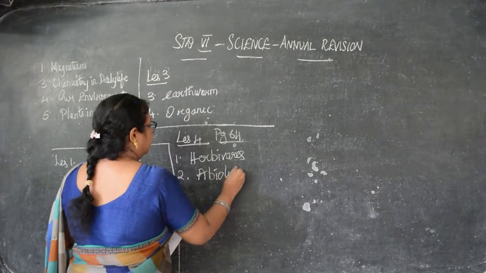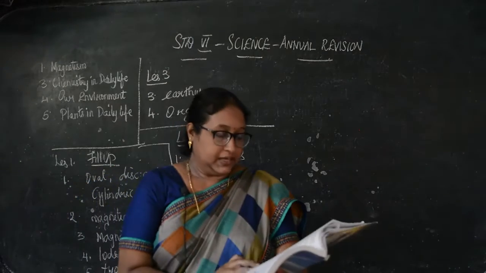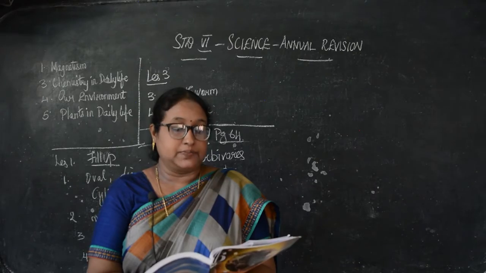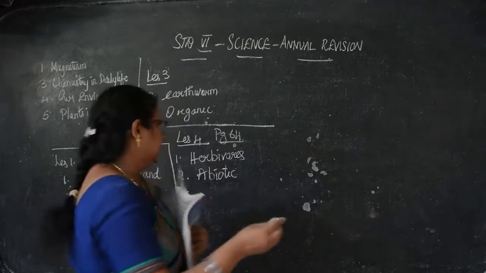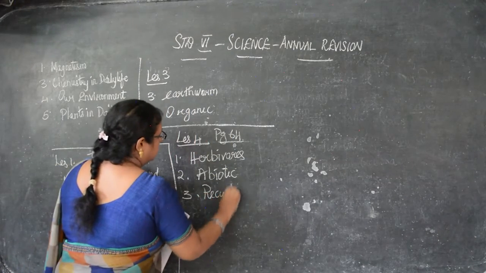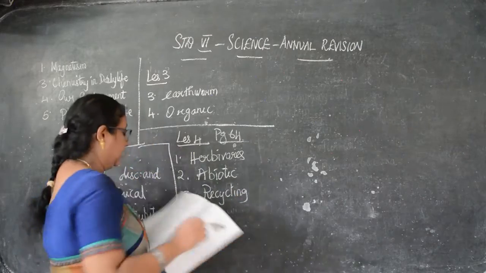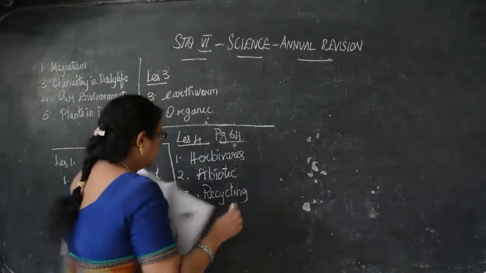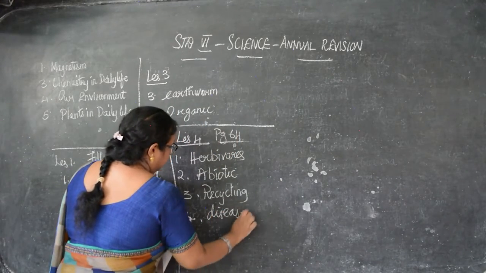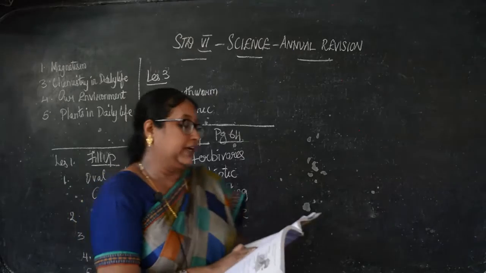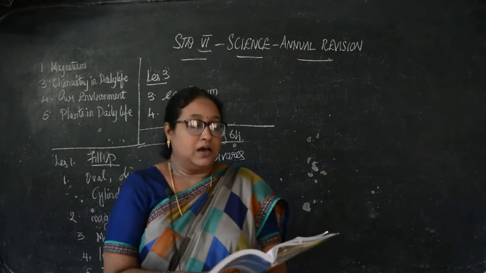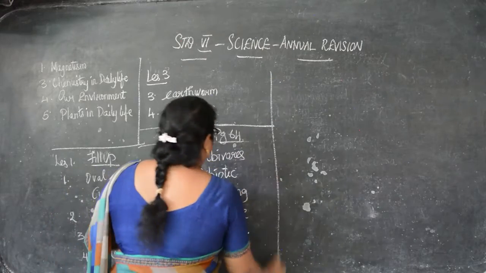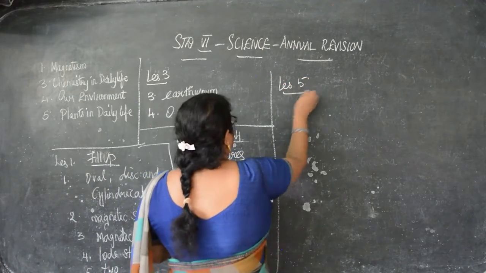Abiotic factors. Okay. Then next, dash is the process of converting waste materials into new materials. Recycling. Okay. Fourth, water pollution can spread dash in man, that is disease in man. Then fifth, the 3 R's are reduce, dash and recycle, that is reuse. Okay. This 5. Next we'll go to the last lesson, that is lesson 5.